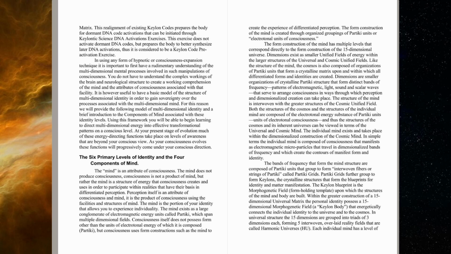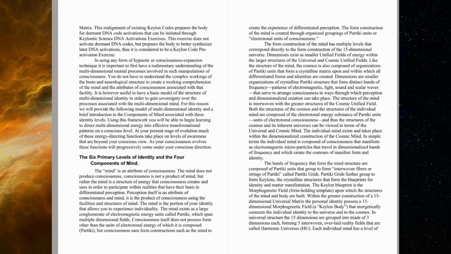The 6 primary levels of identity and the 4 components of mind. The mind is an attribute of consciousness. The mind does not produce consciousness. Consciousness is not a product of mind, but rather the mind is a structure of energy that consciousness creates and uses in order to participate within realities that have their basis in differentiated perception.